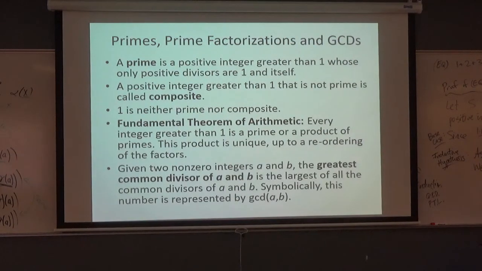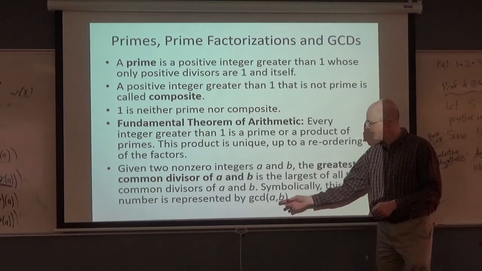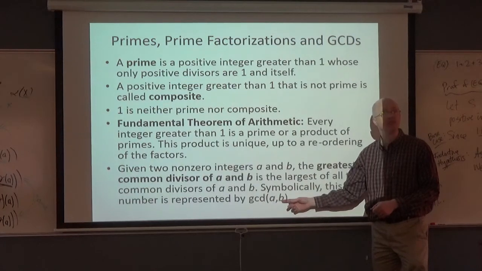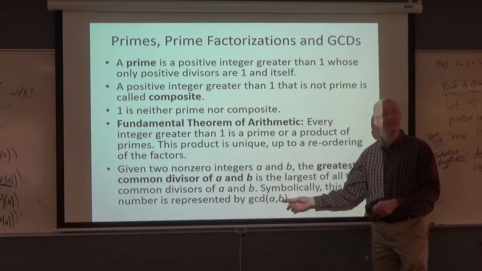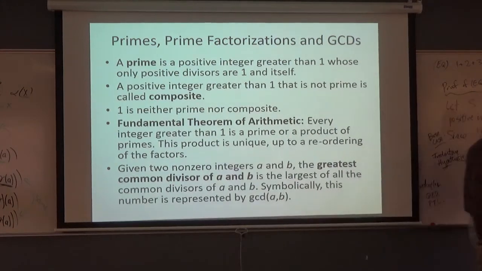GCD, greatest common divisor of A and B, is the largest common divisor. Symbolically, it's represented by GCD(A, B). For example, the GCD of, say, 8 and 12 is what? The GCD of 8 and 12 is 4, right?